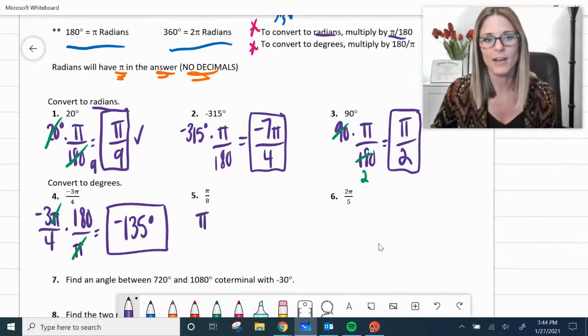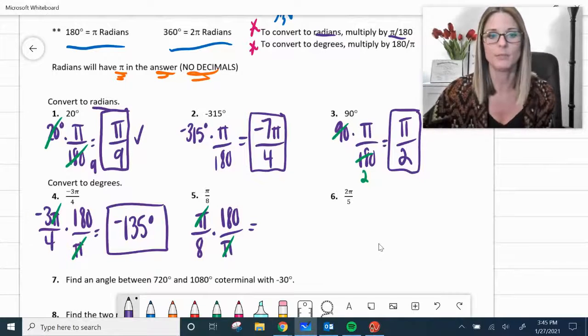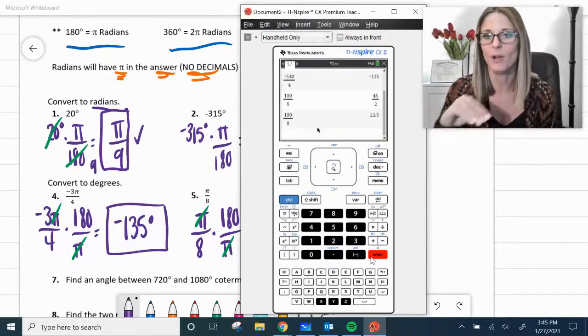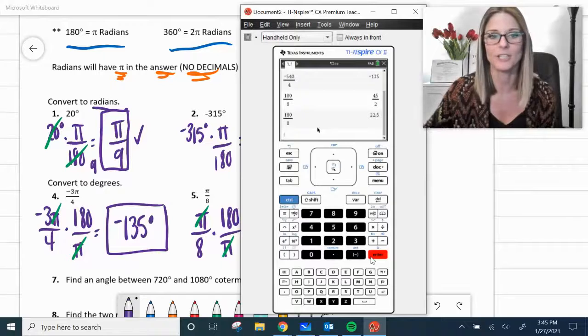Number 5, pi over 8. I'm going to change it to degrees, so multiply by 180 over pi. Put pi in the bottom so it cancels out. You can use your calculator to help you simplify. 180 divided by 8. 45 over 2 is not a degree, so let's do Control Enter, which will automatically approximate the decimal, so 22.5 degrees.